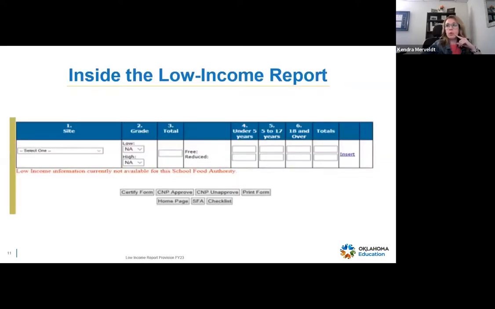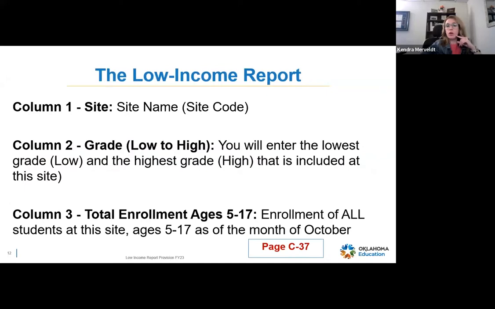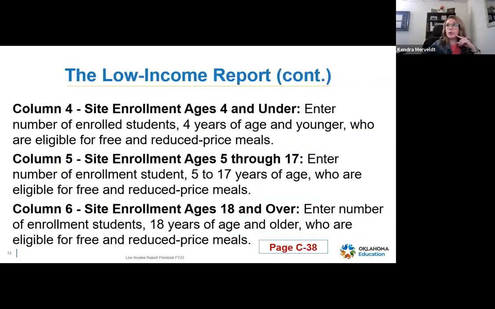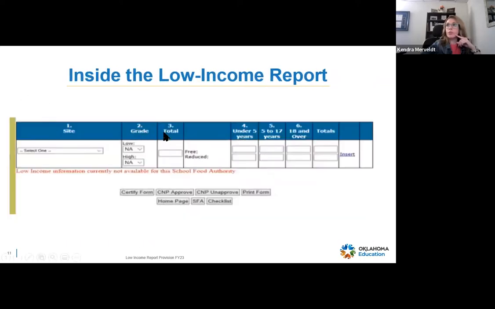Again, here's the low income report. Column 3 right here is your total from October 1st of enrolled 5 through 17. And then this will be your under 5, 5 to 17, and 18 or over. This is from your highest eligibles as of October 31st. And this number right here will match your claim. And if it doesn't, then we need to revise your claim.